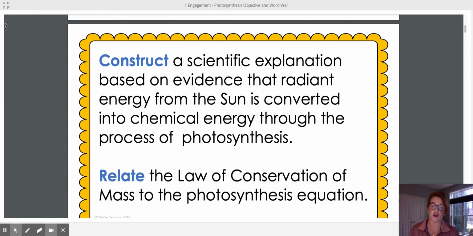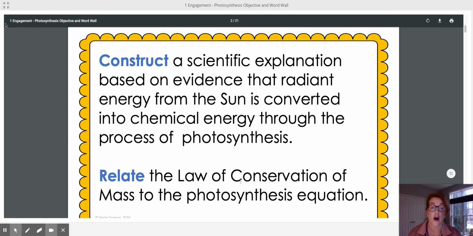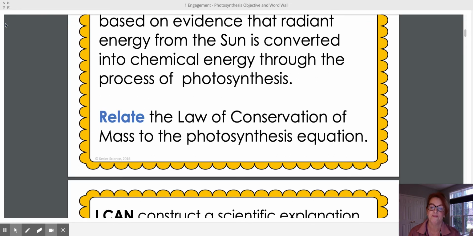During our balancing chemical equations unit, we went over the chemical formula for photosynthesis several times. I don't expect you to remember it, but I think that we're going to tie in a bunch of units through this photosynthesis unit. We also have the law of conservation of mass, which we also talked about during our balancing chemical equation unit, and so we're going to tie that in as well.